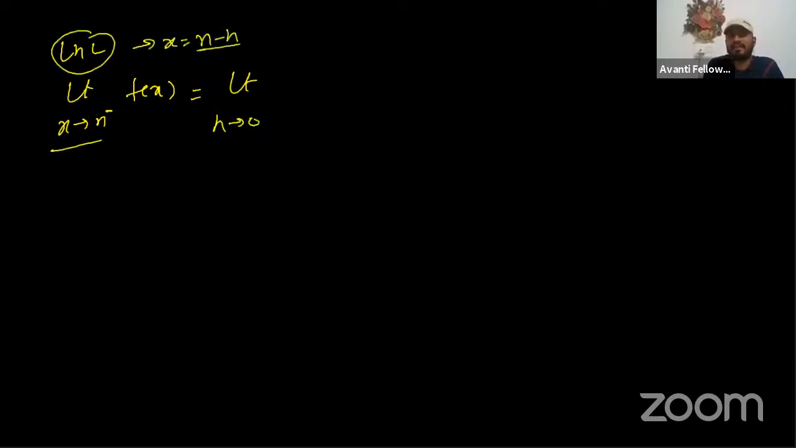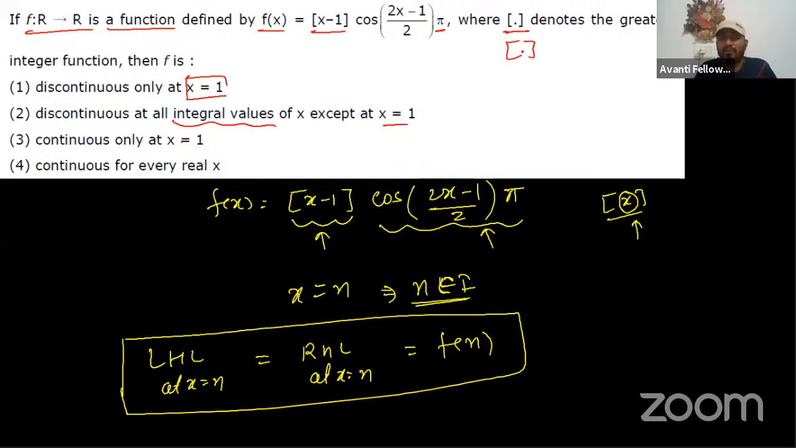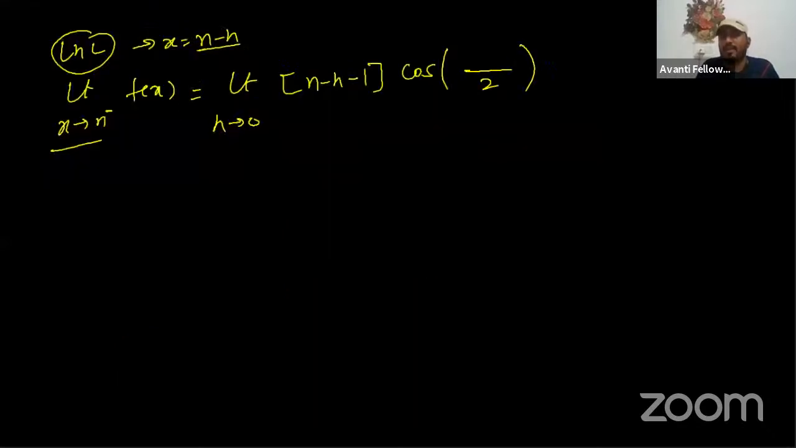So first of all, limit x tending to n negative of f of x. Now I'll write limit h tending to 0, because whenever I'm talking about the left hand limit, I'll be replacing x with n minus h. Now look at this function, greatest integer of x minus 1. x is replaced by n minus h, so this becomes n minus h minus 1. And in the trigonometric function, that is cos, here we have (2x minus 1) divided by 2, times pi.